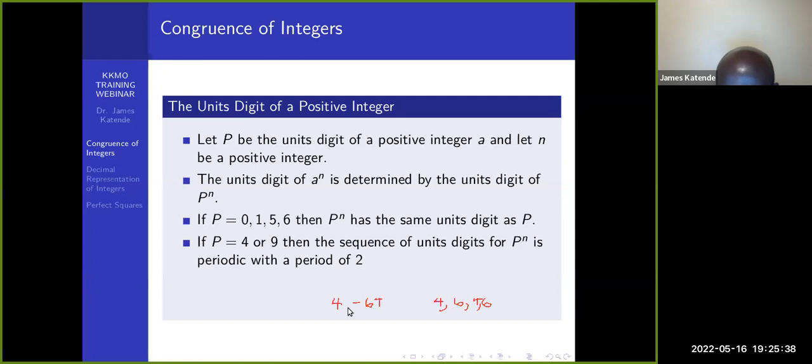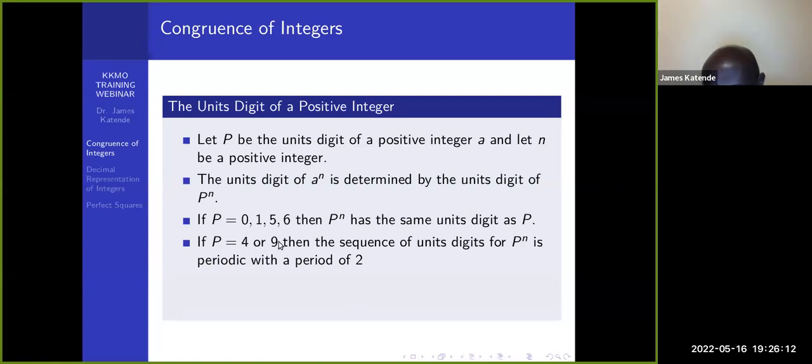So when you have an even power, the units digit is 6. If you have an odd power, the units digit is 4. It alternates. I hope that makes sense. So it repeats after every 2 numbers. That's what we mean by repeats with a period of 2. The same idea can be extended. So we have considered the cases where the units digit is either 0, 1, 5, or 6. Now, the next case we have considered is when it is 4 or 9.